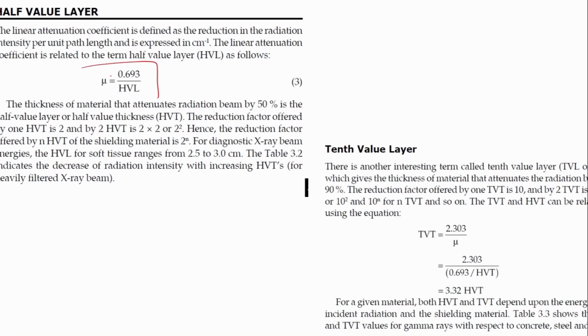As I said, whenever the beam passes through a material, it starts attenuating. The degree of attenuation can be understood with the concept of half value layer. The linear attenuation coefficient is defined as the reduction in radiation intensity per unit path length and is expressed in centimeter inverse. It is related to the half value layer, HVL, by the formula HVL equals 0.693 upon mu, where mu is the linear attenuation coefficient.